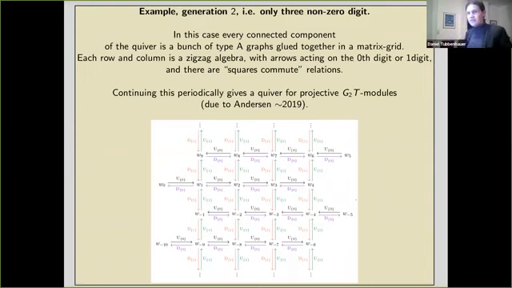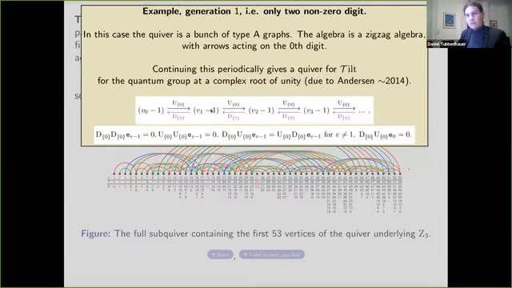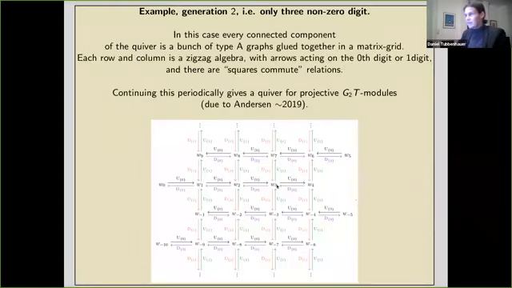So in generation 2, meaning I now have 2 operators, turning around the sign in the zeroth place and turning around the sign in the first place, and they align themselves in a grid. And along each row, you again have a zigzag algebra. Along each column, you again have a zigzag algebra. And the relations basically say that squares commute. So zigzag algebra along rows, the same as here, generation 1. You just stick generation 1 into the row, into the column, and the extra relation is that squares commute.